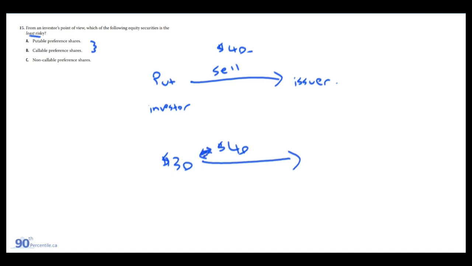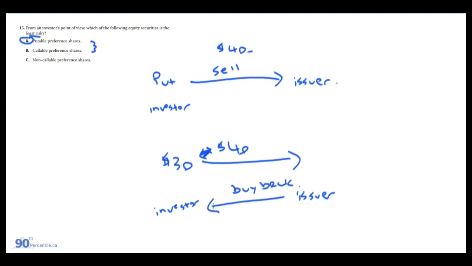So in this case, there's less risk inherent in the puttable preferred shares because they can sell it back to the company at a certain price. Whereas for a callable preferred share, it's the opposite, right? So the issuer gets the right to essentially buy back the shares from the investor at a certain price.